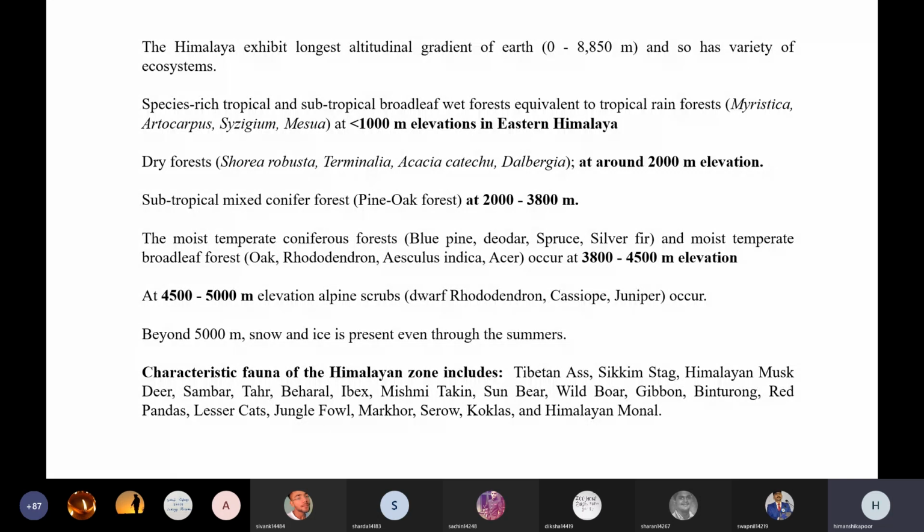So if the elevation increases more, then we will have moist temperate coniferous forest and moist temperate broadleaf forest. At elevations more than 4500, we will have alpine vegetation, alpine scrubs, क्योंकि वहां पे टेम्परेचर बहुत ज्यादा कम होगा. So only alpine vegetation will be able to survive, and beyond 5000 meter there is snow and ice present even through the summers.